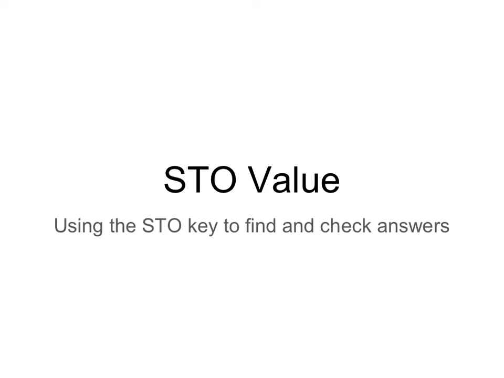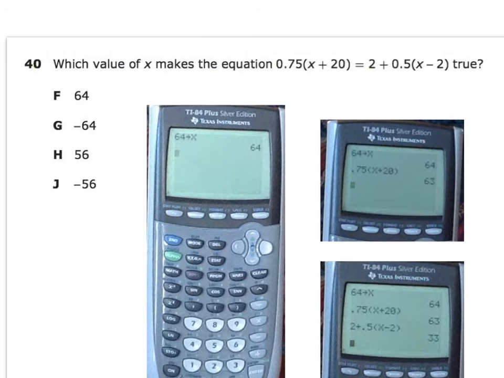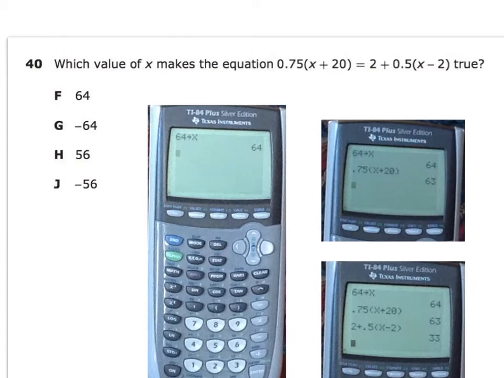This video will show you how to use the STO key, or the store key, on your calculator to find and check answers. So this is a question from the 2016 STAR test, and if you're confident at solving equations, then the best thing to do is go ahead and solve this equation for x and then use this method to double check your answer. If, however, you're not strong at solving equations, you can use this method to get to the correct answer.